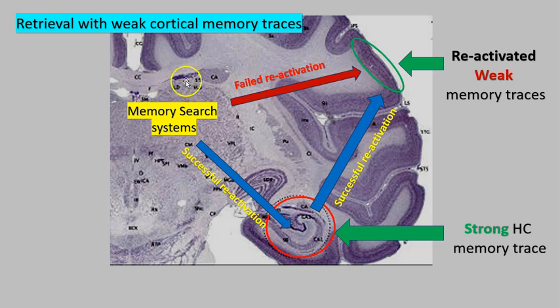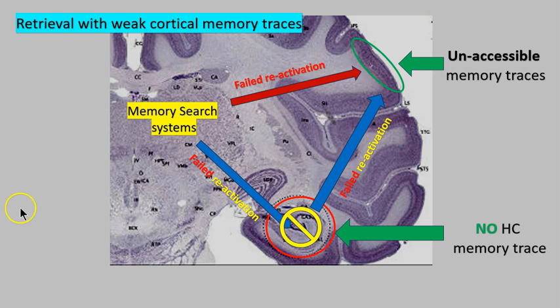So the cortical memory retrieval systems cannot directly activate the weak cortical memory traces, but the cortical systems can activate the hippocampal memory traces because they're strong, and use those strong hippocampal memory traces to reactivate the weak cortical memory traces. And notice then, if you do not have a hippocampus, you're up a creek without a paddle. Right, so you won't be able to activate a hippocampal memory trace because you don't have a hippocampus.